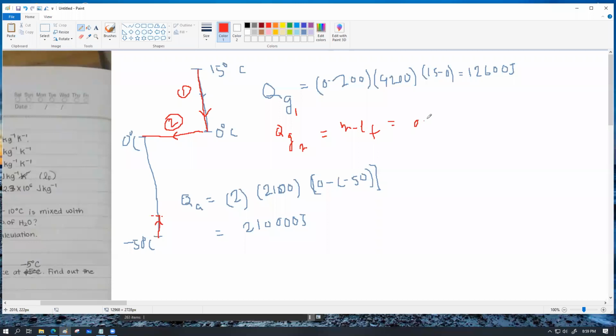which means 0.200 multiplied by how much? 3.4 into 5. How much does this come to? 68000. Sir, how is this possible, like how will it freeze?